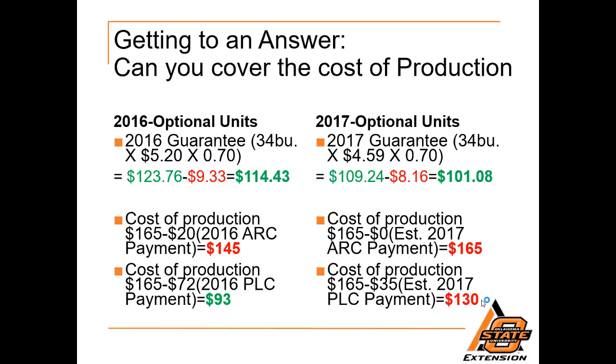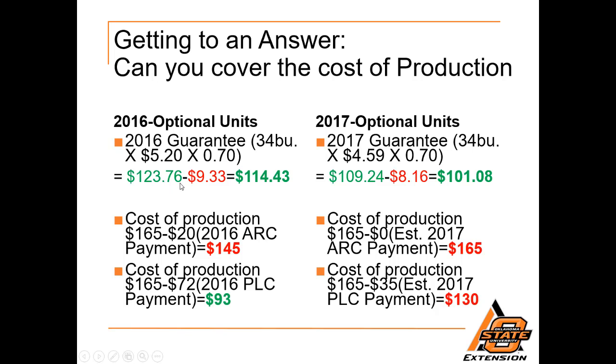So there on the left we have 2016 revenue protection optional units. As we get to this point in the presentation, and as we're a producer, this is what we're going to decide to go with. So we want revenue protection optional units. We know that our guaranteed or approved yield is 34 bushels. We know that the actual price for that revenue protection insurance is $5.20. And we're going to multiply that by 70%, which is the coverage level we chose, that 70% coverage level that we've talked about.